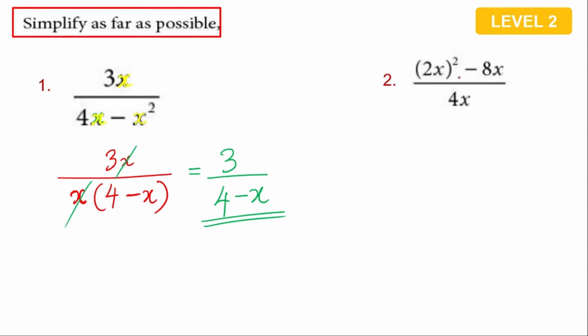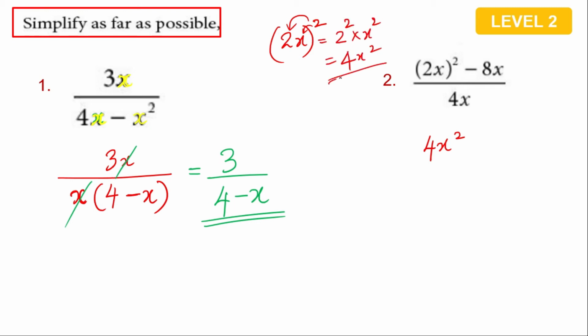Now 2x the whole squared minus 8x over 4x. 2x the whole square can be written as 4x squared. So let me just show you. 2x the whole square means you square 2, you square x. So you have 2 squared times x squared giving you 4x squared.